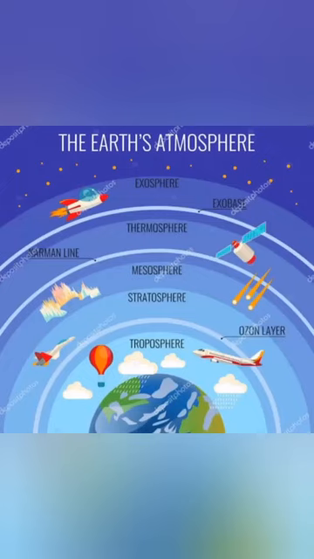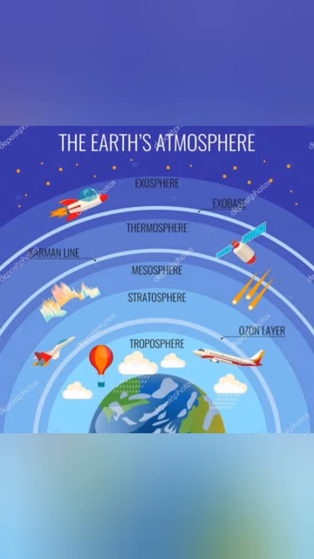Okay kids, so let's talk about atmosphere. Earth is surrounded by a thick layer of gases that is known as atmosphere. And how many types of layers do we have in atmosphere? We have 5 layers in our atmosphere. So let's study about them.